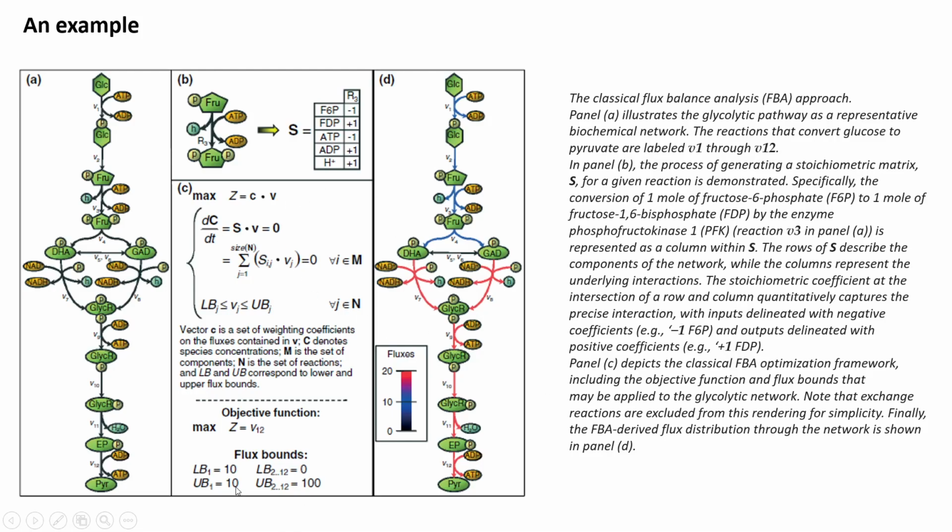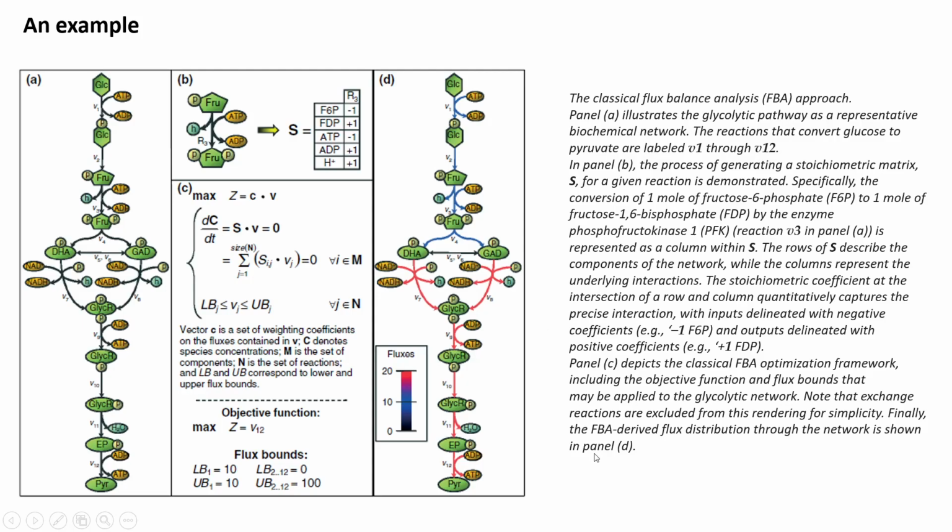Now the C panel here describes the optimization framework, and here is the objective function that is chosen. The objective function is maximizing your V12, so maximizing the rate for the 12th reaction. And just to note one thing, the exchange reactions are excluded from this rendering for simplicity. So the exchange reactions are not present here, just to keep that in mind.